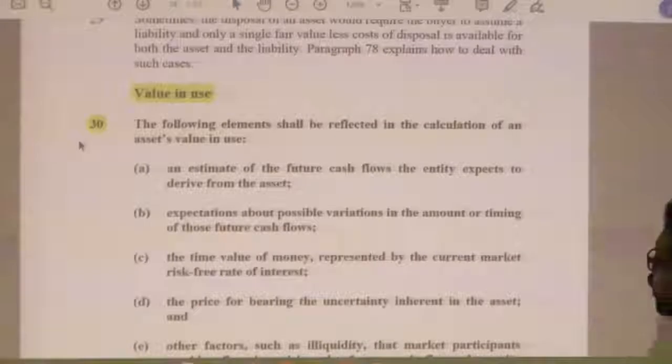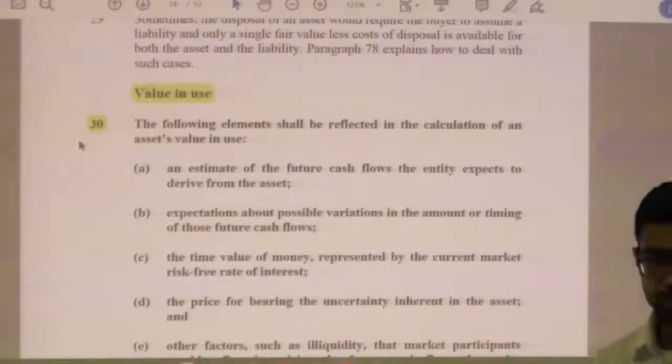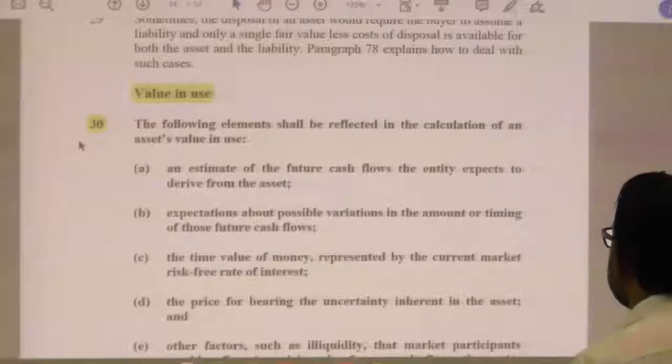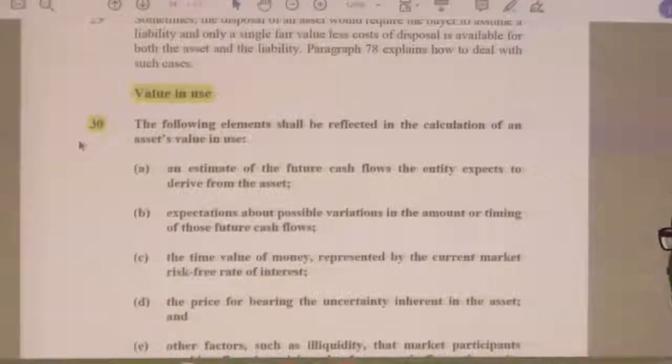Value in use. The following elements shall be reflected in the calculation of assets value in use. So these are the things you can include when you calculate what? Value in use, right? Fine. Value in use means present value of future cash flow into discounting factor, right? Present value of future cash flow explained in this paragraph. The following elements shall be reflected in calculation of assets value in use.